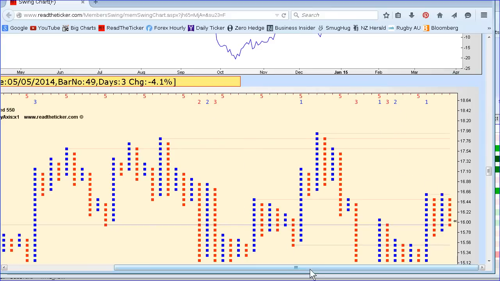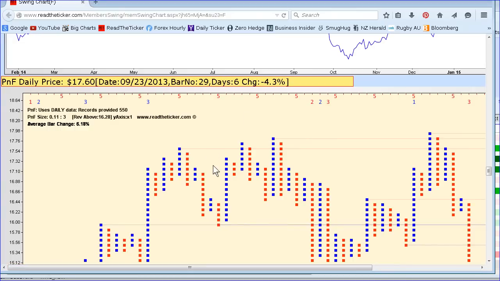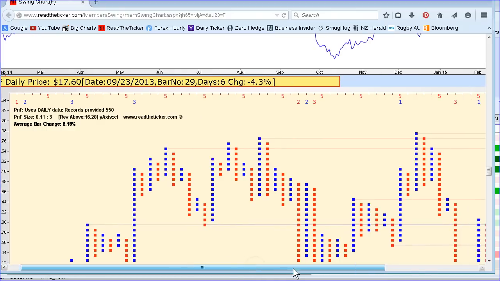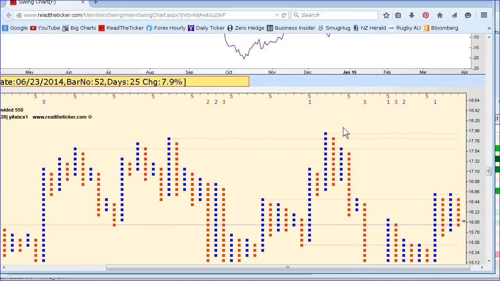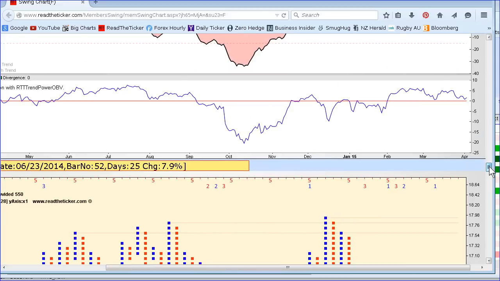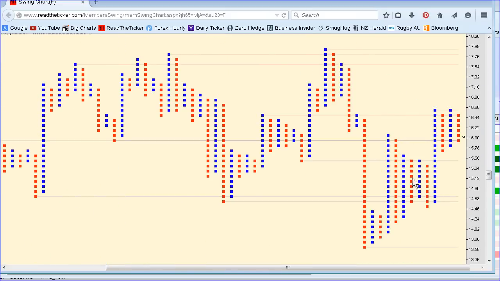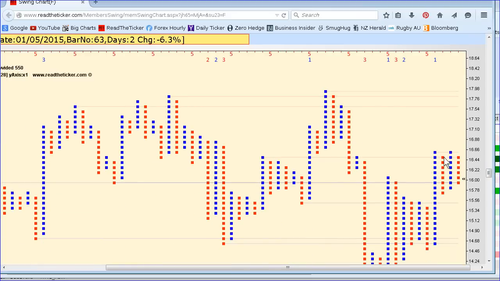This point and figure chart is a standard point and figure chart per each stock in our database, so the scan will show that. And really what you want to see in a good trend, you want to see lots of blue ones holding their 50% retracement and moving up.